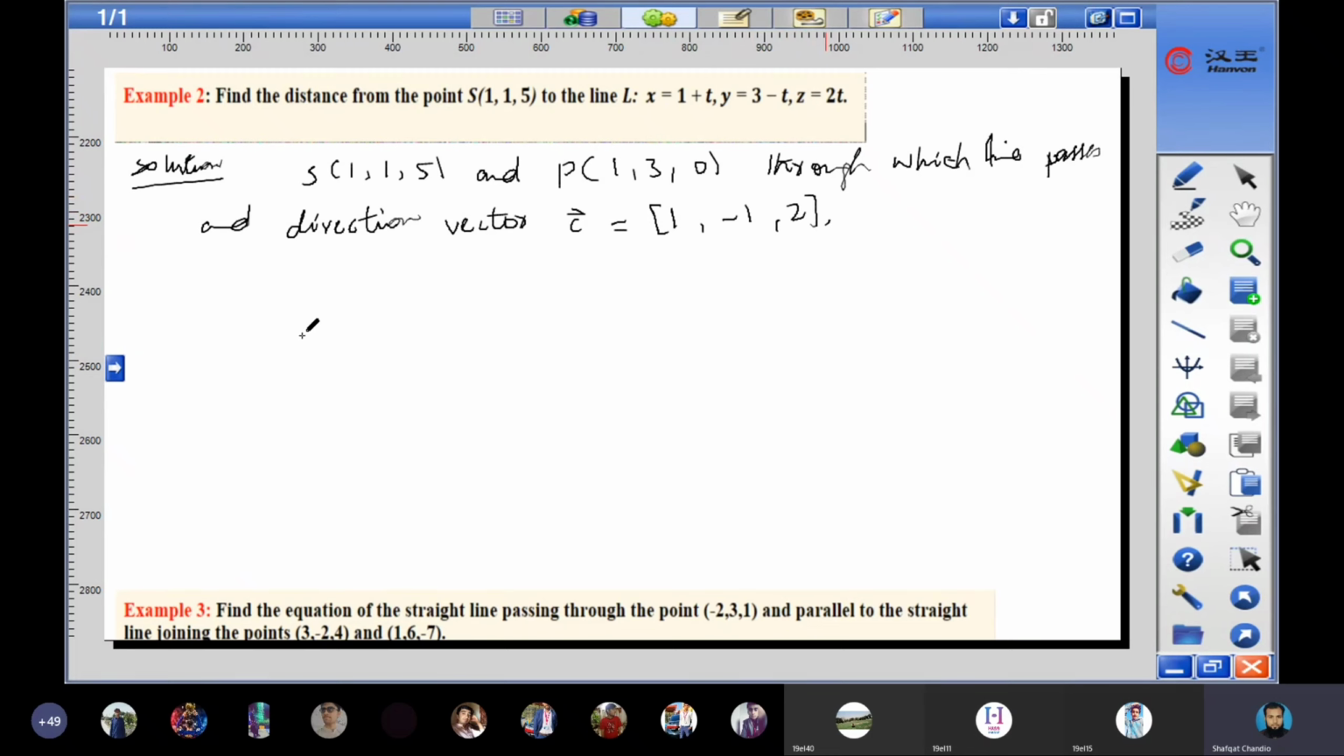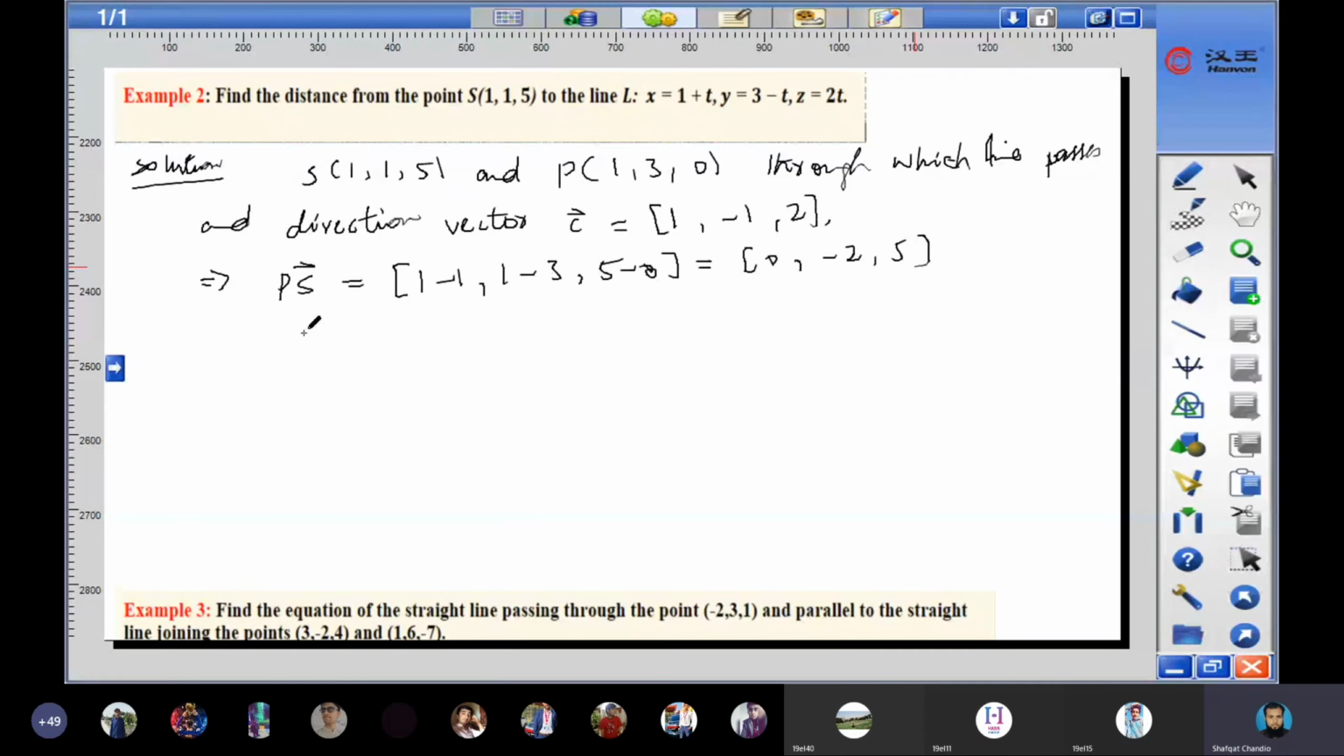So now let us find the vector PS. That is equal to the coordinates of S minus the coordinates of the point P. So 1 minus 1, then 3 minus 1, then 1 minus 3, and then 5 minus 0. When you simplify, you will get a vector from these two points P and S, which equals 0, minus 2 and 5. That is your vector PS.